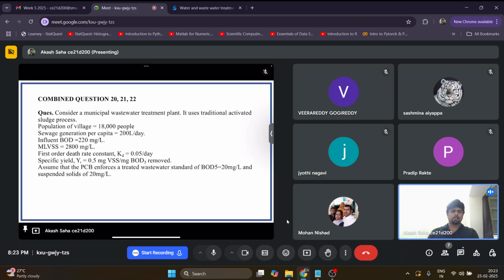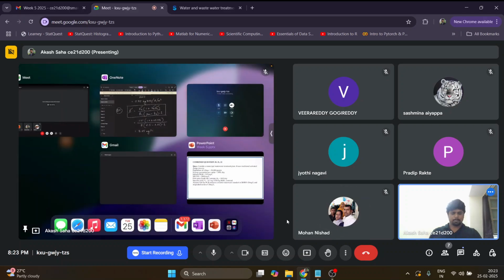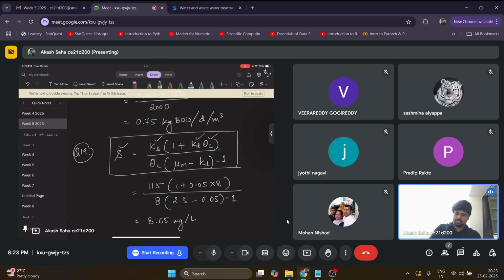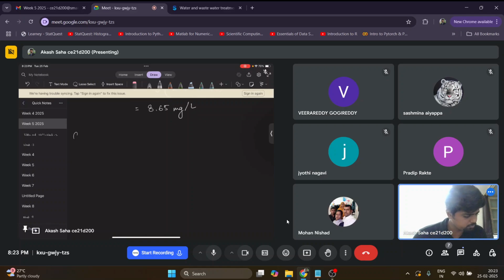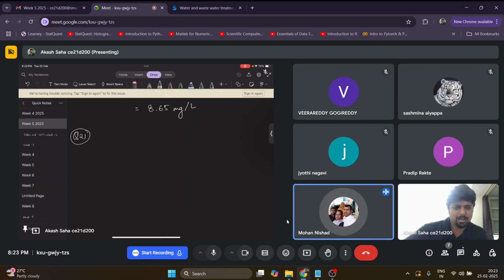We have one more formula for it. I will tell you, so you can make note of this formula also. When MLSS terms or MLVSS terms are given, you can use this formula. Sir, this was asked in the question earlier: if we have to find out theta c, how will we do it?